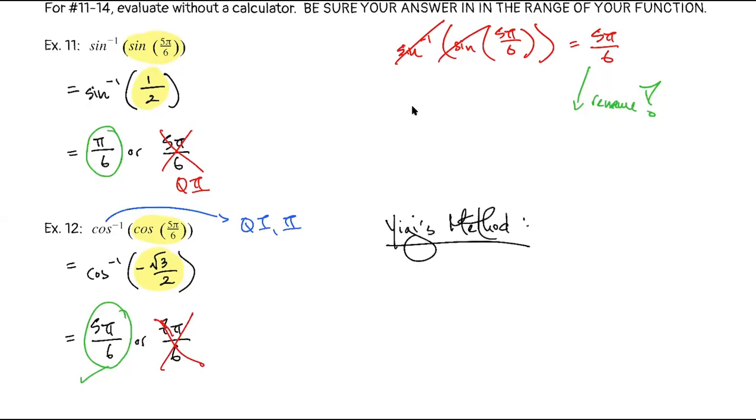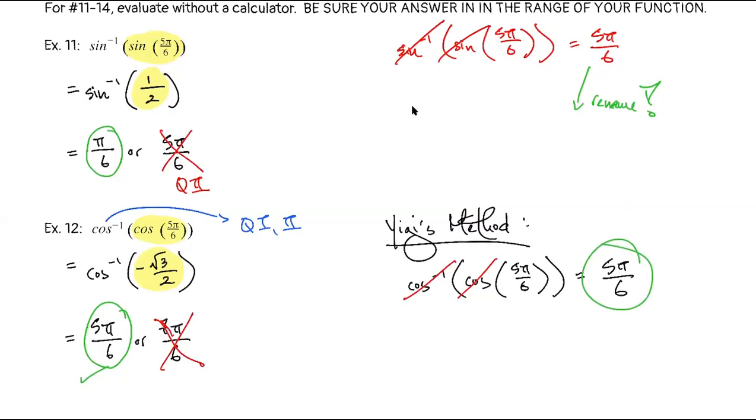So if we think about Ethan's method, he's doing the same idea, I think, but just not writing down the steps. So he's got this inverse cosine of 5 pi over 6. And based on the definition of inverses, these two cancel out, which would give us 5 pi over 6, okay? But the question that he needs to ask himself, which you also need to ask yourself, is do I need to rename this or not? So in example 11, we did have to rename 5 pi over 6 as its reference angle, pi over 6. In this question, he doesn't have to rename it at all because it happens to already be in the right place. So he can say that 5 pi over 6 is his answer. Does that make sense?